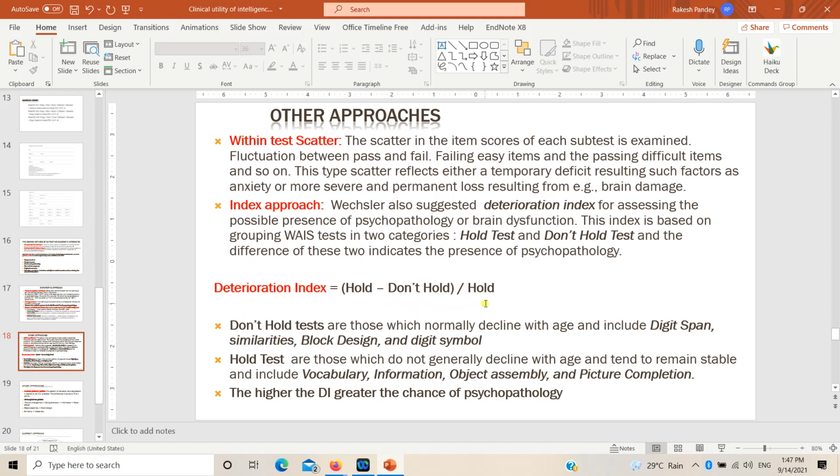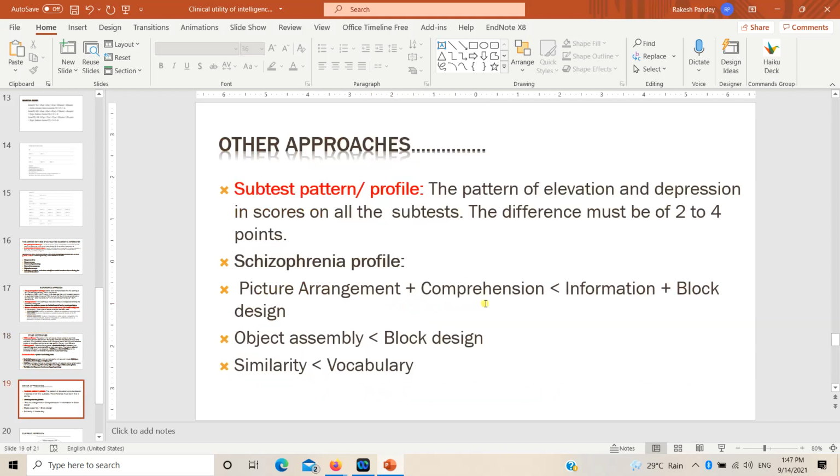In addition to this, some researchers have also tried to identify a profile or pattern of depression and elevation in test scores, and that we can call the subtest pattern or profile approach. The pattern of elevation and depression in scores on all the subtests, and the difference must be 2 to 4 points, then we will consider it as clinically significant.